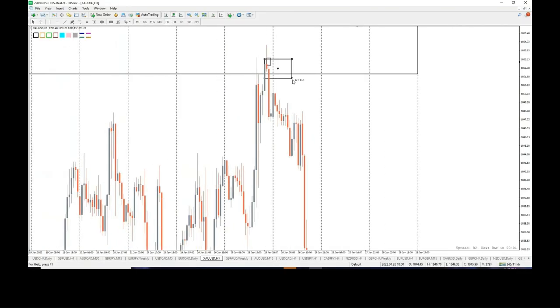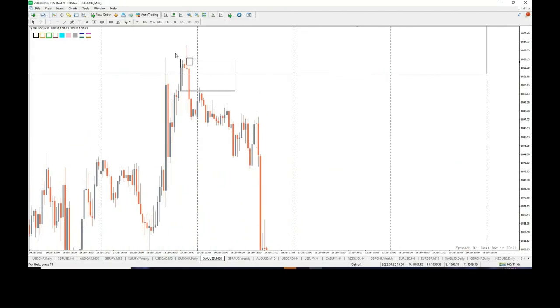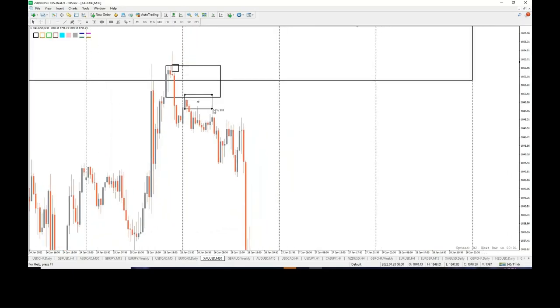So the confirmation on H1, right? If you cannot take this one, you have to wait for M30, M15, to give an opportunity right here. Perfect.